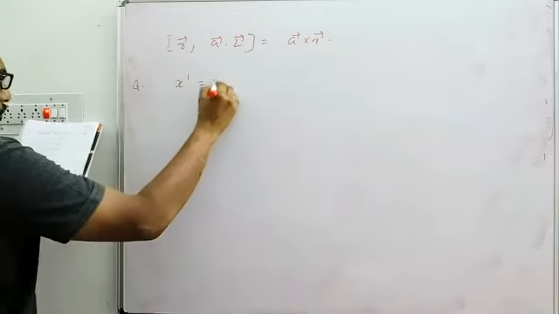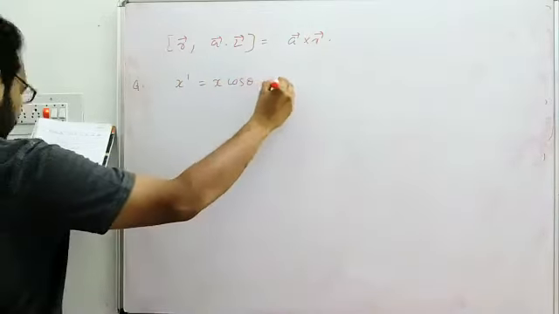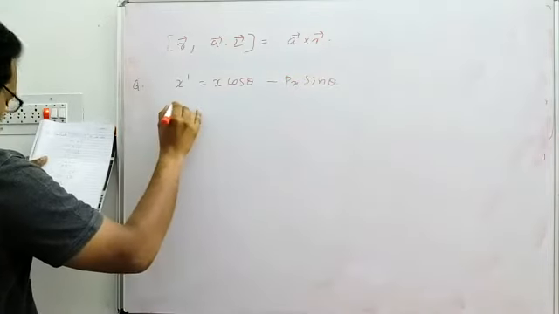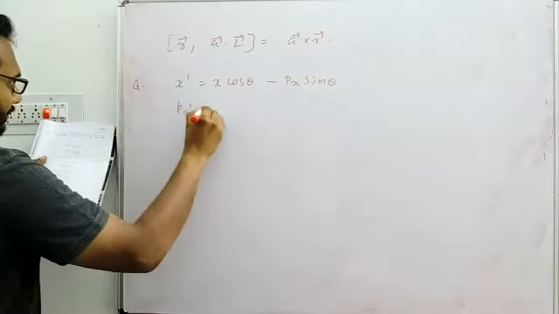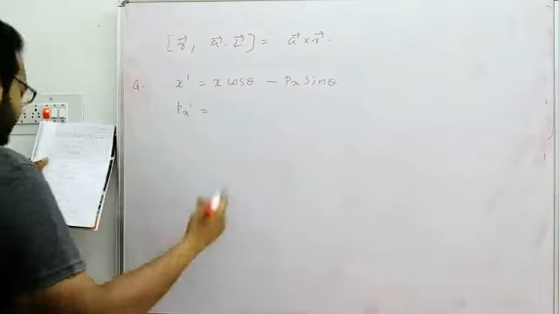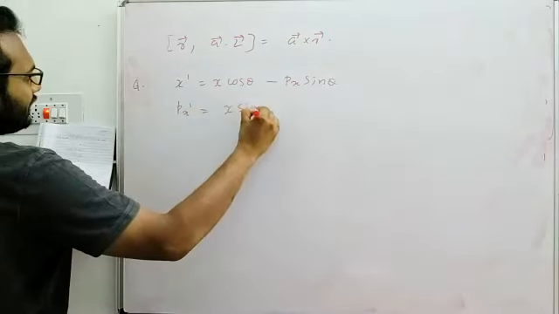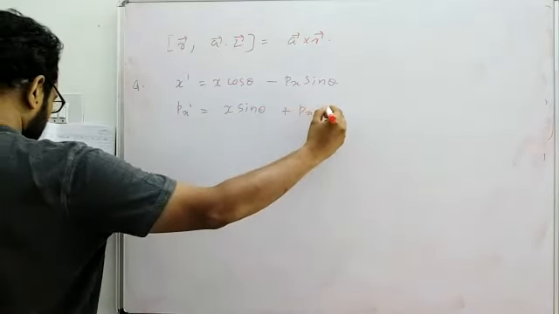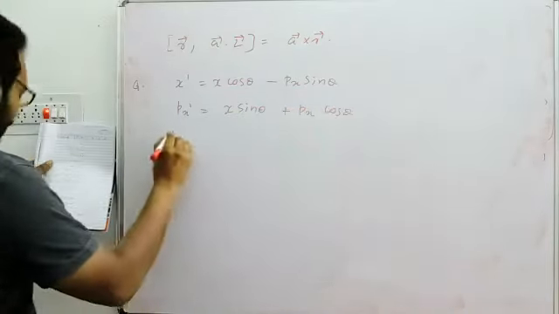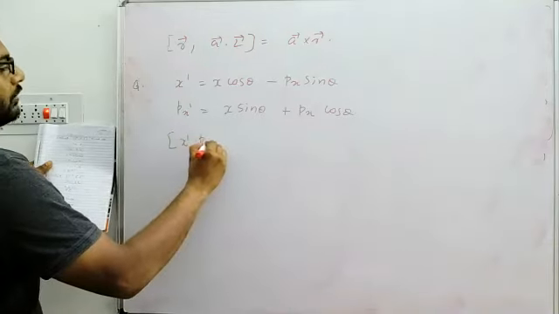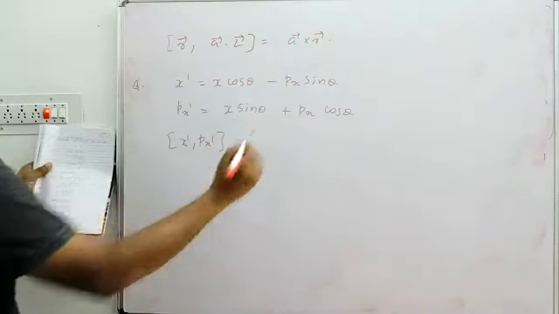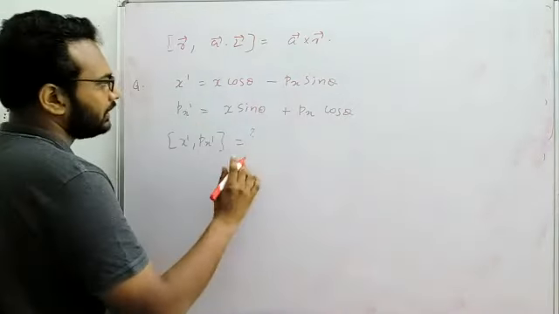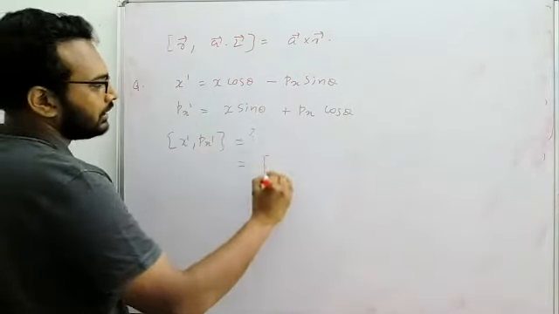x prime equal to x cos theta minus px sin theta. Okay, and px prime, this is some sort of a coordinate transformation. x sin theta plus px cos theta. All right, you are asked to find x prime with px prime. x prime with px prime. All right, the new coordinate and new momentum. This is equal to, just take the non-zero terms.